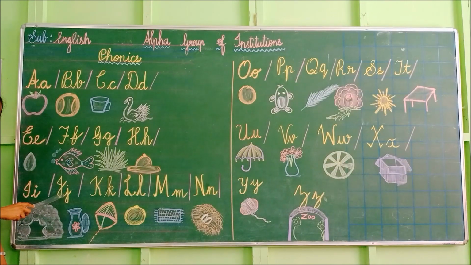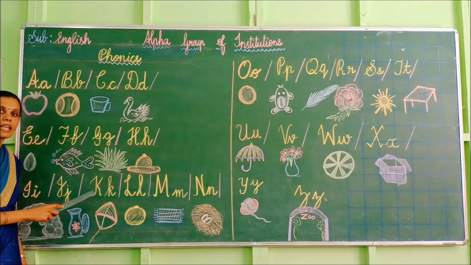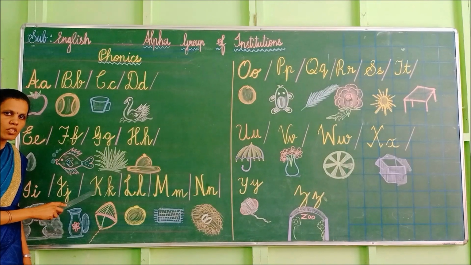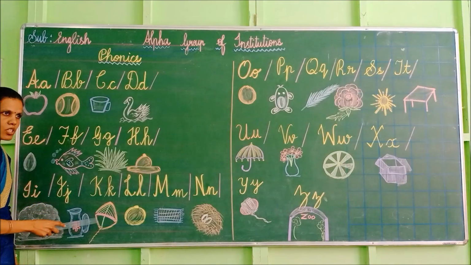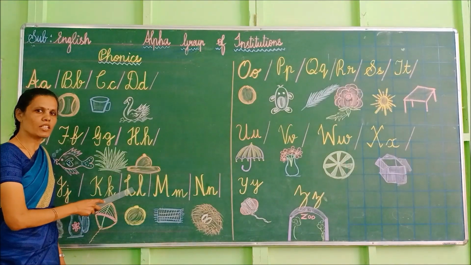J. What letter is this? J. J sounds J. Jug. Next one. K. What letter is this? K. K sounds K. Kite.